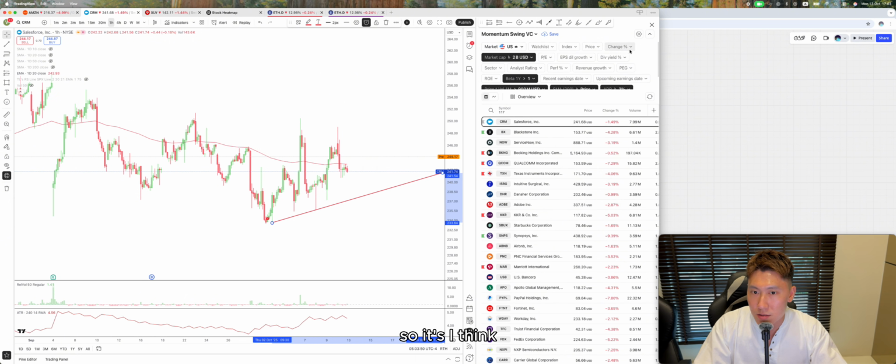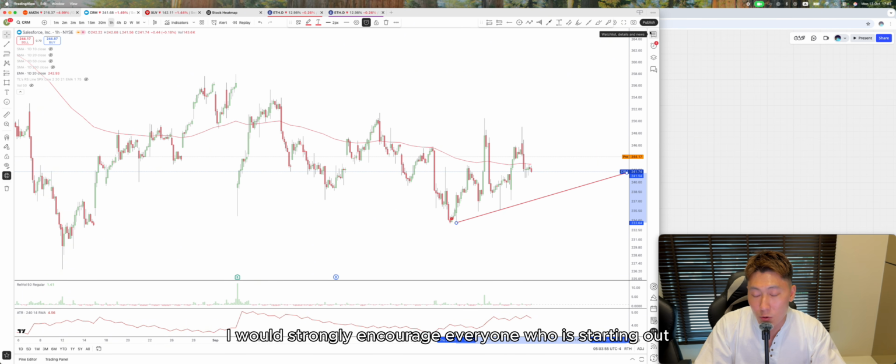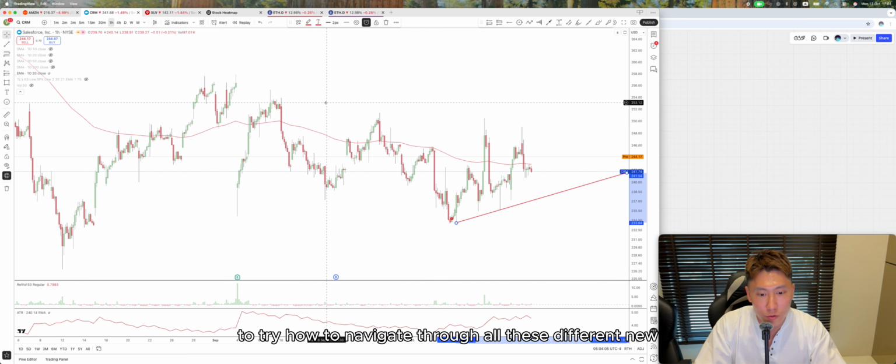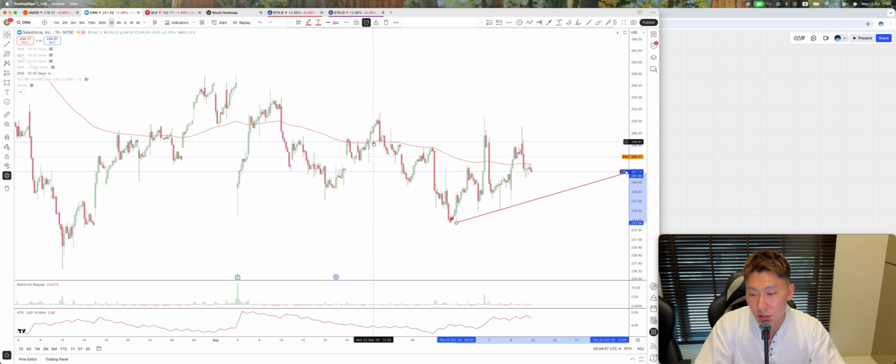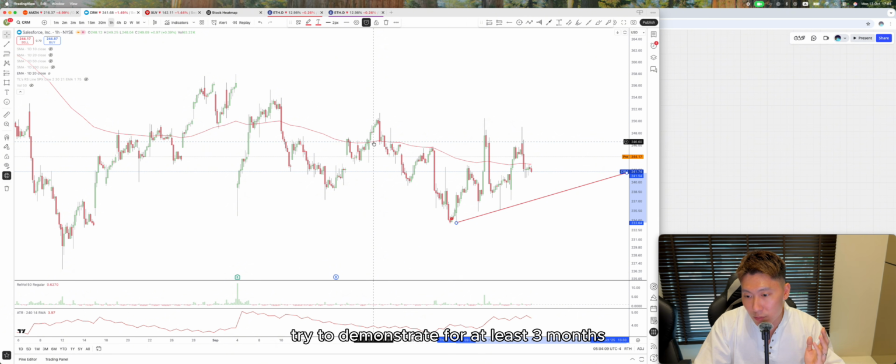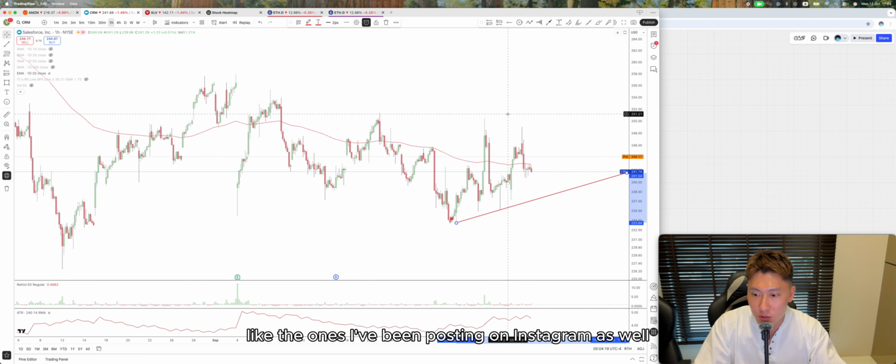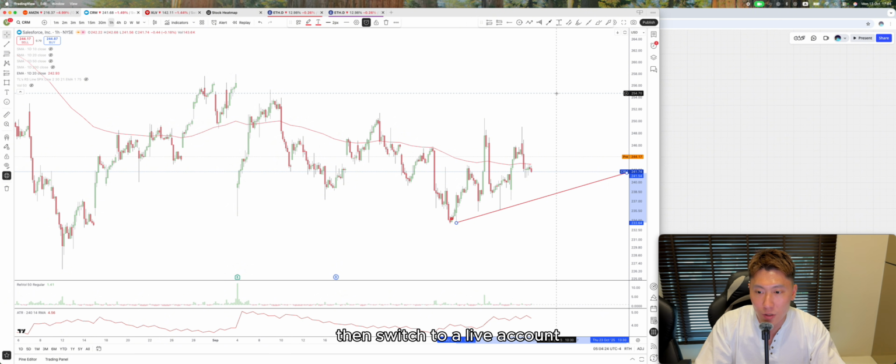I think I pretty much concluded everything that you need to know in order to start trading with a demo account. I would strongly encourage everyone who is starting out to go with a demo account first, to try all the technical setups, to try how to navigate through all these different new software that you're not familiar with. Try to demo trade for at least 3 months and journal all your data. Just let me know if you guys would appreciate a template journal, for how you actually track all your data, like the ones I've been posting on Instagram as well. Once you do that and you're profitable for 3 months, then switch to a live account.